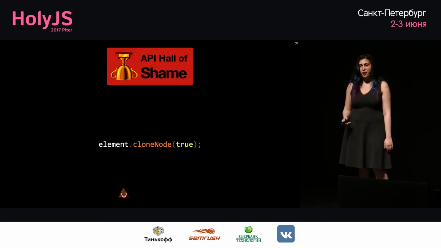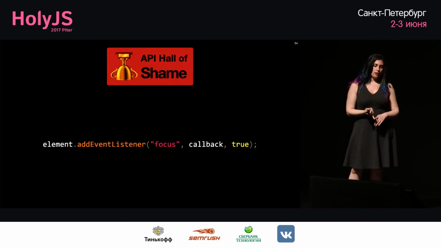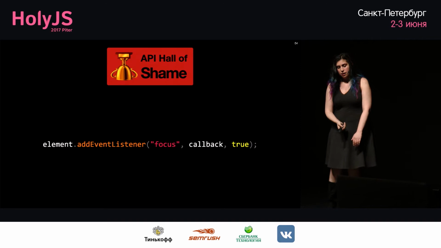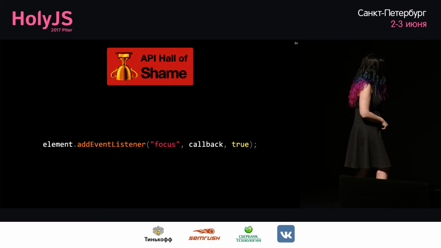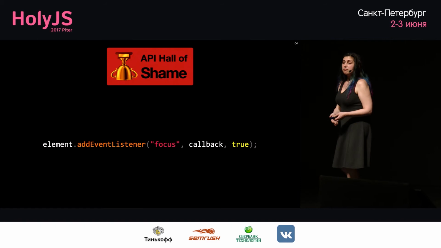Similarly, when you're adding an event listener with vanilla JS, the first two parameters make sense. Yeah, you're adding an event listener onto element. The event type is focus. That makes sense. You're adding a callback. OK, that makes sense as well. Of course, you have to execute some code. And then true. True what? Like, please, please really add this event listener? As you know, it means capture. But there's no way of knowing this just by reading code.